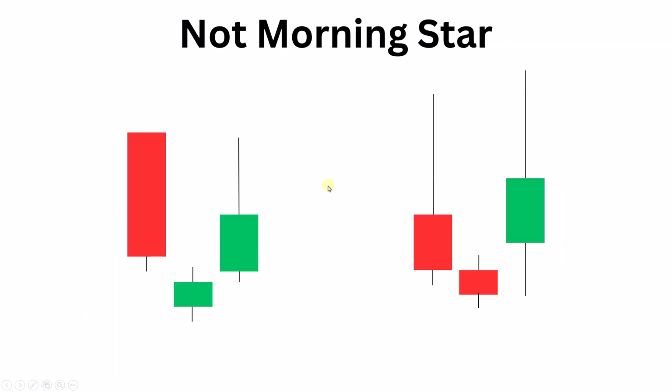Now these are not considered as morning stars. So here we have a red candle, a green candle, and a green candle. There is a gap here, there is a gap here. So everything is perfect here. But then the third candle, which is this green candle, has not closed above the midpoint of the body of the red candle.